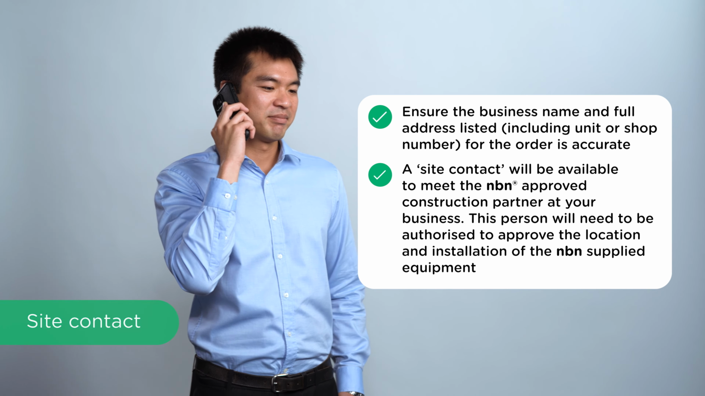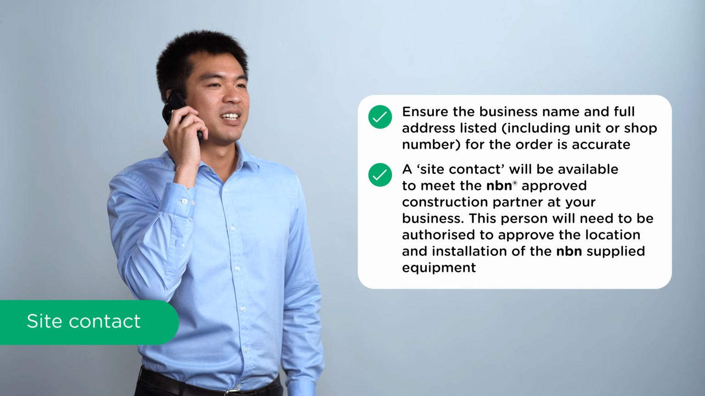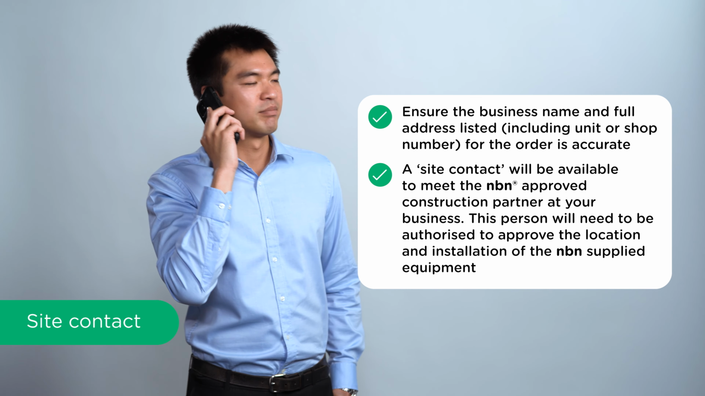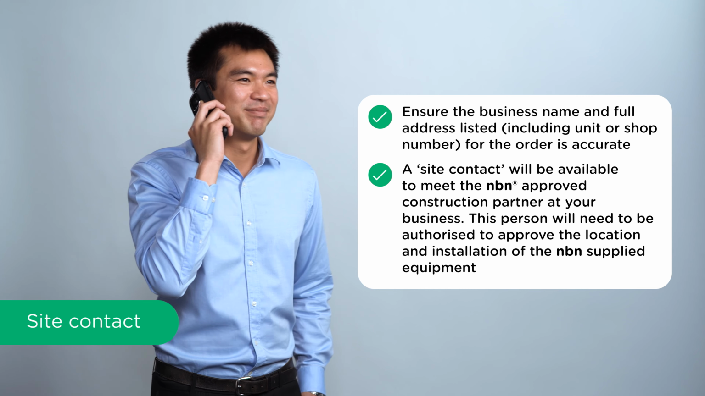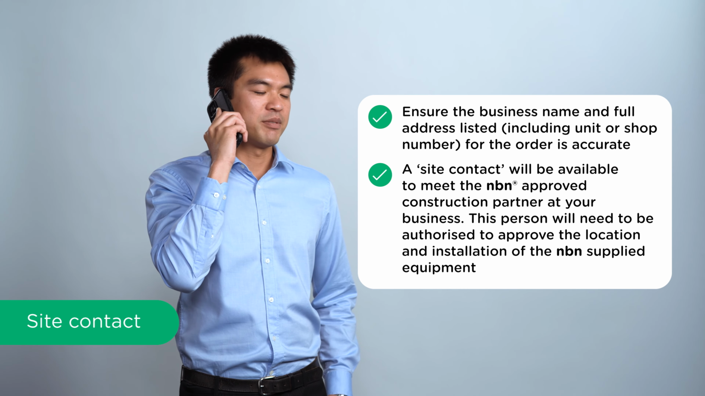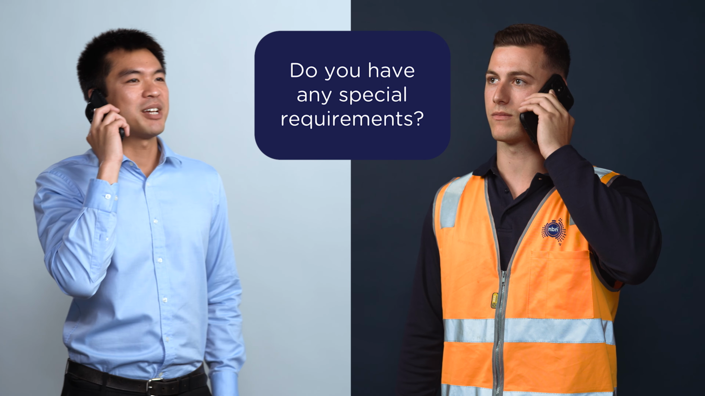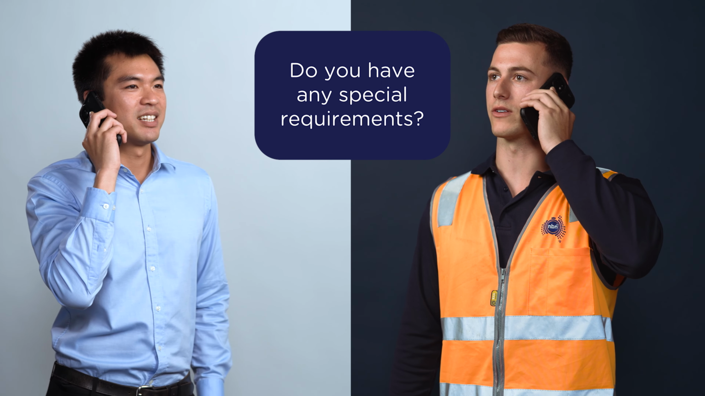A site contact will be available to meet the NBN-approved construction partner at your business. This person will need to be authorised to approve the location and installation of the NBN-supplied equipment. This could be a good time to confirm if there are any additional access requirements for the construction partner, such as an induction process or COVID measures.